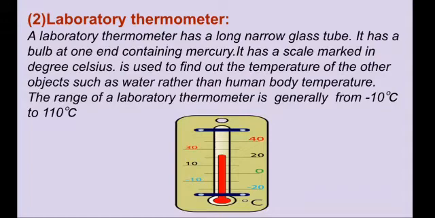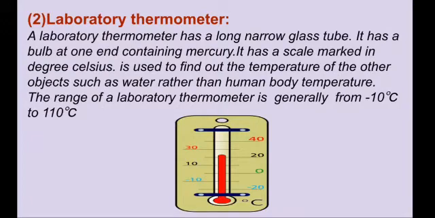Like the clinical one, it has a scale marked in degrees Celsius, and is used to find out the temperature of other objects such as water rather than the human body temperature. So it is used to measure the water temperature, okay, not for humans. The clinical one is for the human and the laboratory one is for the water, to check the water temperature. We use it, right?